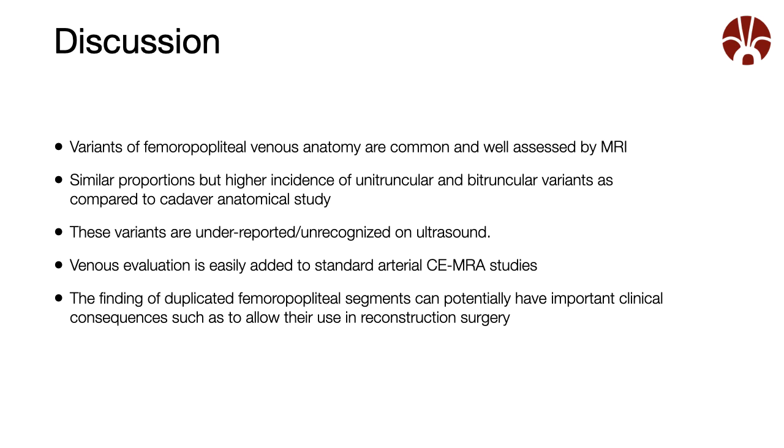So variants of the femoropopliteal venous anatomy are common and well assessed by MRI in similar proportions but at a higher incidence of unitruncular and bitruncular variants as compared with the cadaver study. These variants are clearly underreported or unrecognized on ultrasound. Venous evaluation is easily added to standard lower limb arterial MRA studies, and the finding of duplicated femoropopliteal segments can potentially have important clinical consequences, such as to allow their use in reconstruction surgery.